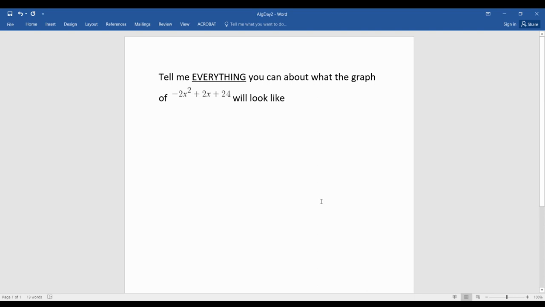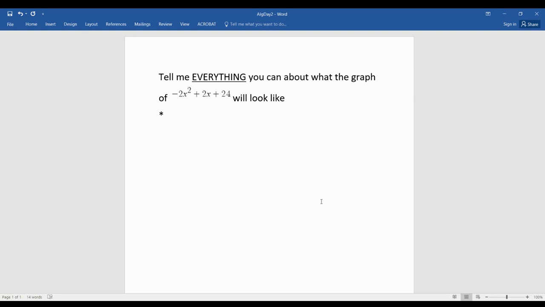All right, this is where we're going to ask ourselves how well we realize these rules now. So what they're asking me is, what is everything I know about what the graph of negative 2x squared plus 2x plus 24 will look like? And this would typically say y equals in front of this. But if we're asking ourselves what this would look like, there's a couple of things that we want to think about. What does this a value tell us?